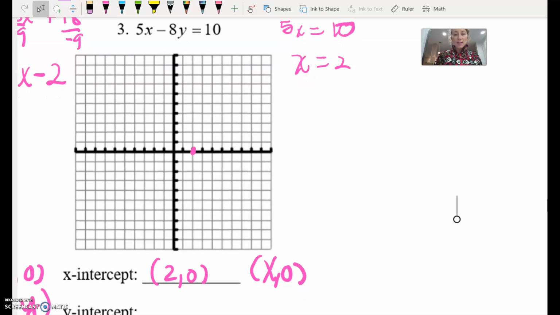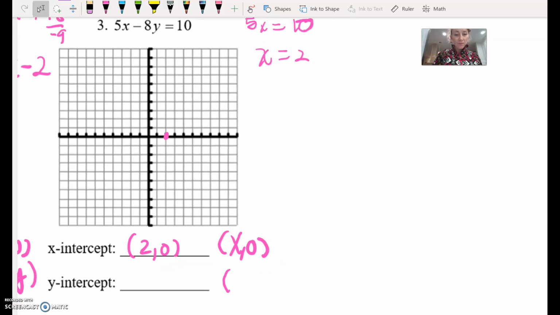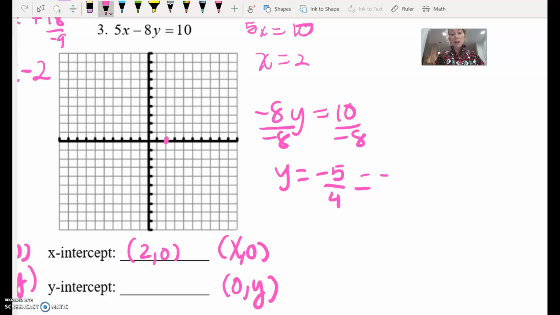When I go to find the y-intercept, I'm going to plug in 0 as the x value. And that's going to give me 5 times 0, nothing. Negative 8y is equal to 10. Well, that one doesn't go in evenly, so let's do the math. Dividing by negative 8, I get y equals negative, let's divide those both by 2, 5 over 4. And if I have 5 quarters, that's $1.25, so negative 1.25. So I have to write it as a y-intercept 0 comma negative 1.25.